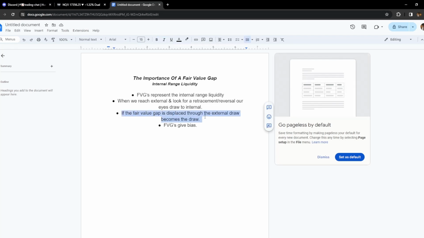So what I mean by this statement, if it is displaced through, let's say we're in a bullish market, we just reached an old high, and now we are looking for a bullish fair value gap to become the draw. If it is displaced through to the downside, the next external draw becomes the draw. So an old low now becomes the draw, which is that external level. So let's get into the charts and show you what I mean.